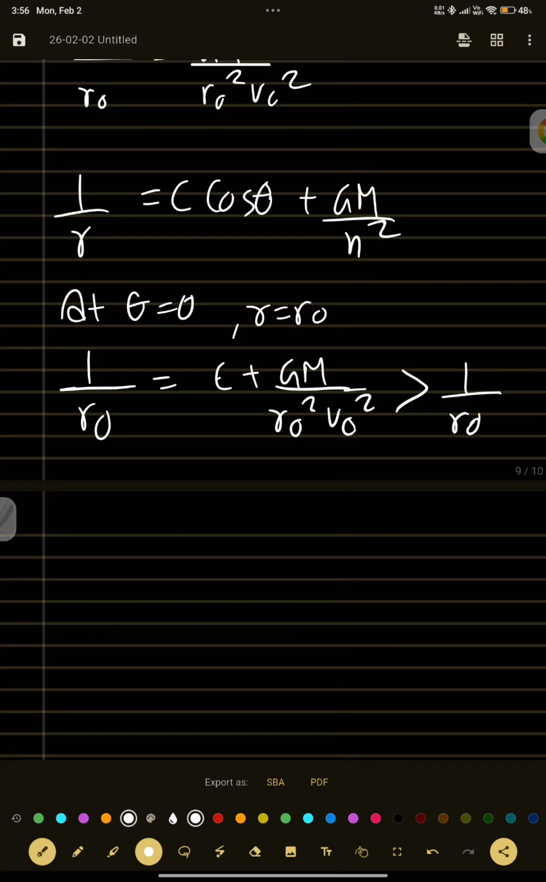So that means this total expression will be greater than 1 by R naught. So this R which you get from the right hand side will be greater than R naught. You had chosen it as minimum, which means the R naught here should have come here as well, but you are getting greater than R naught. The left hand side is not matching with the right hand side. So this is the problem. That means this will not be R minimum. Then what will be R minimum?